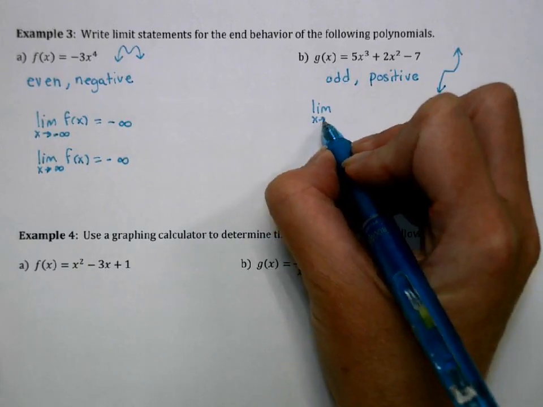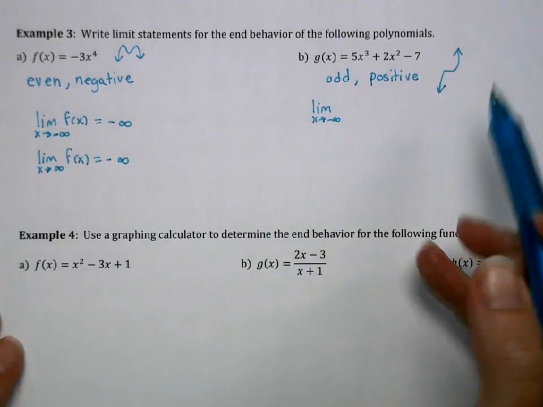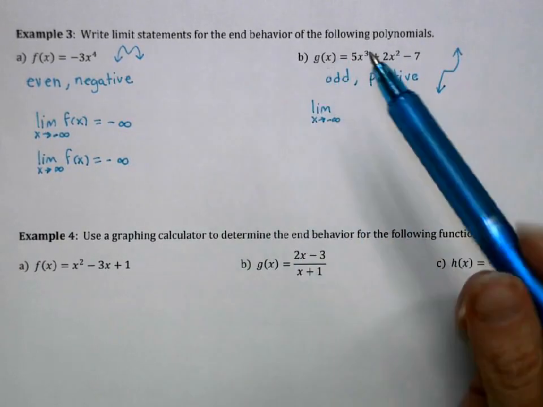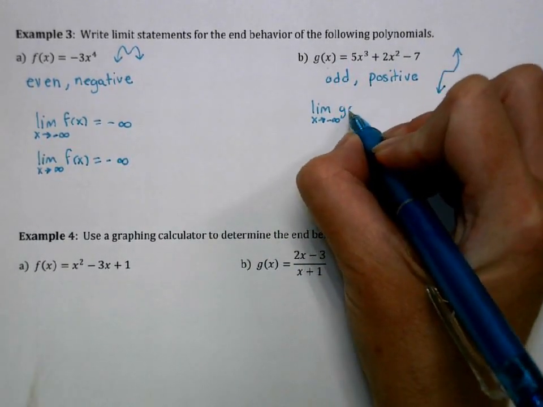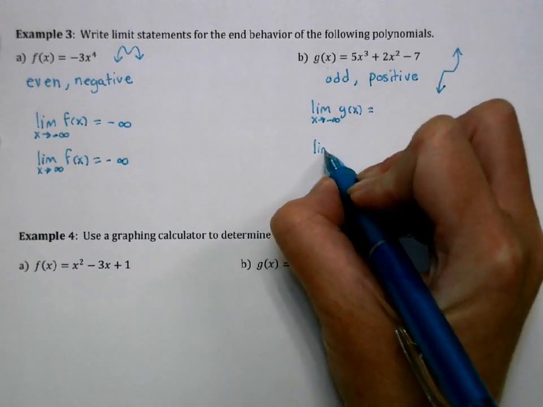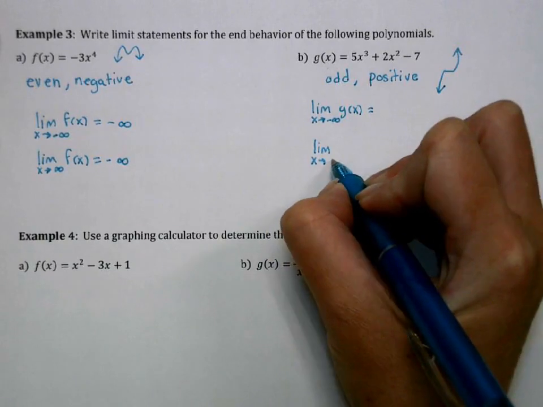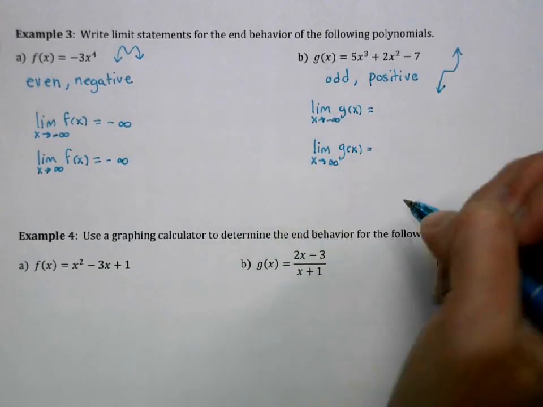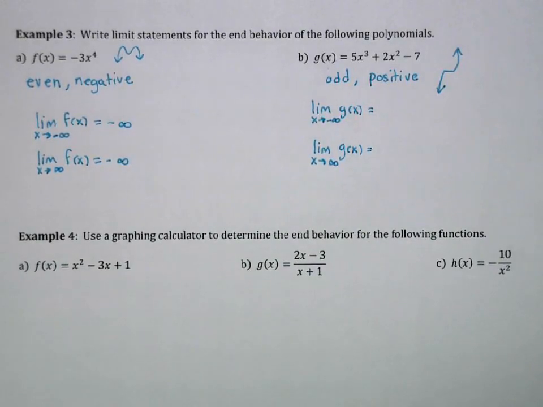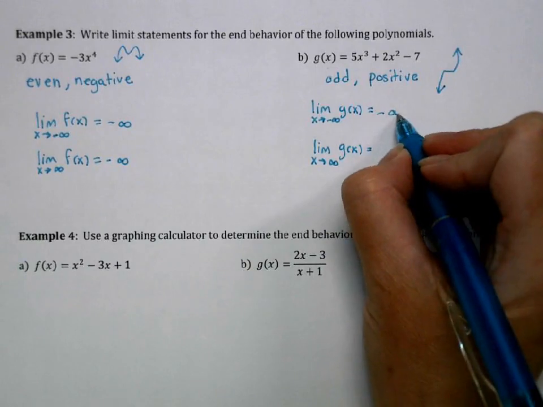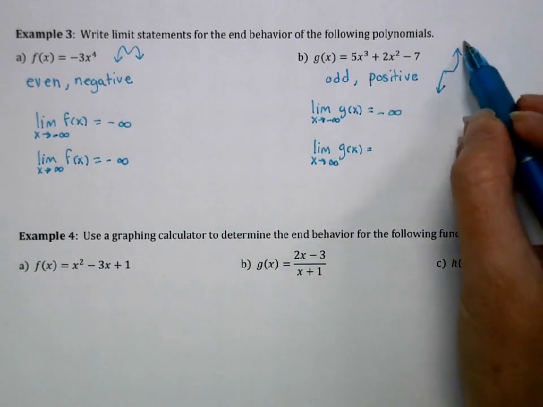Okay, now this one, we've got to be careful. The name of this one is different. This one is g of x, so what we put here needs to be g of x. Okay. This one, as we go to negative infinity, we'll go to negative infinity. And as we go to positive infinity, we're going to go to positive infinity.